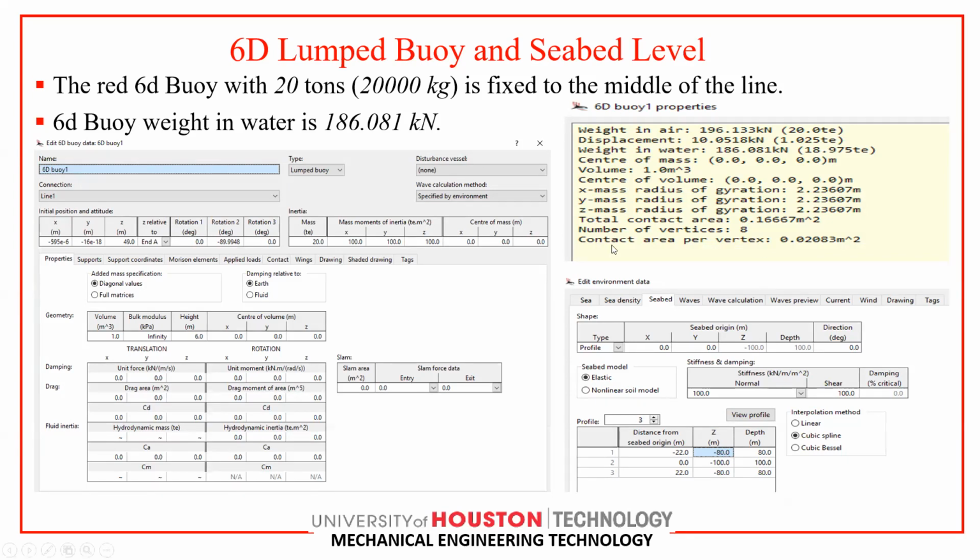And this yellow color is the material property of the 60 buoy. It shows the weight of the valve outside of the water, which is 196 kilonewtons, and the weight in the water is 186.081 kilonewtons. I use this value of force as a normal force in SolidWorks FEA to do the stress analysis based on this weight in water. This weight in water is the weight of the 60 buoy, or valve, inside the water.